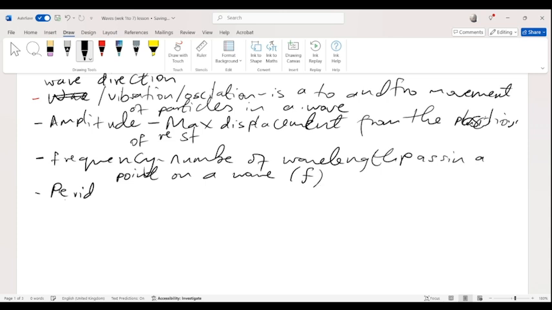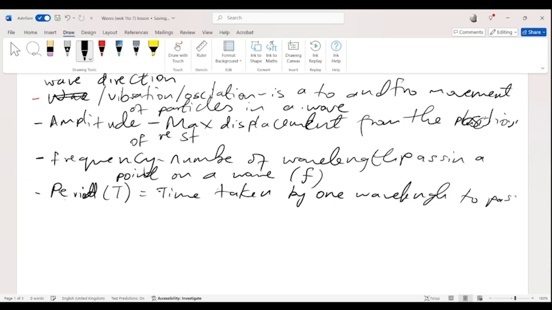Frequency is denoted by F. That's frequency. Now period, T, is the time taken by one wavelength to pass a point. Okay.